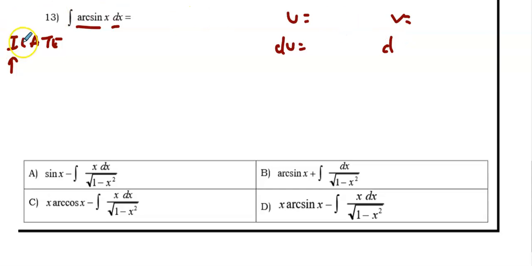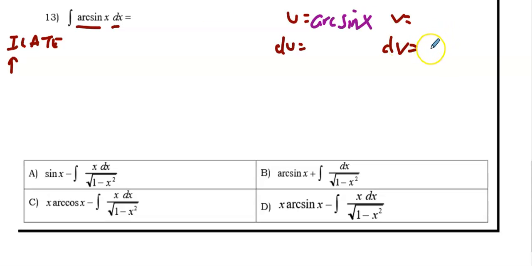So why do I want u to be my inverse trig function rather than an algebraic function? Because remember, all we're doing to u is taking the derivative. For dv, we actually have to integrate it. And so it would be silly for us to make dv arc sine because that's the problem we're asking to solve here. It's easier to integrate an exponential function and a trigonometric function than it is to integrate an inverse trig function or a log function. So that's why when we do these problems, we want to make u equal to the one that's the furthest up. So this is going to be our arc sine.